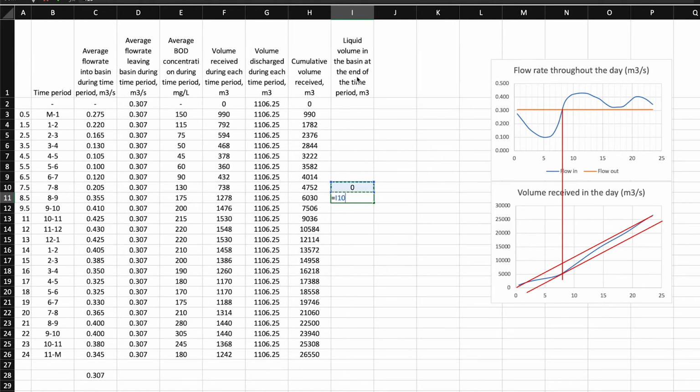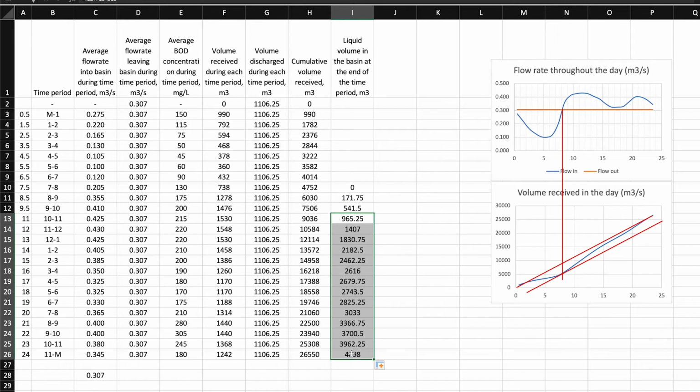And we can calculate that previous volume plus the volume that's received between 8 and 9 a.m. minus the volume that's discharged between 8 and 9 a.m., and we get 172 cubic meters. We can just take that equation now and copy it all the way down to the bottom. And we can even copy it back up to the top. However, we're going to have to shift the cell that's being referred to for that one cell so that it goes down and refers to the 11 to midnight hour. And we just copy all the way down, and we can fill in this entire column, which shows how the liquid volume in the basin changes throughout the day.